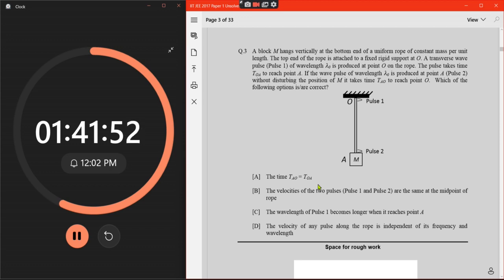And what else is there? The velocity of the block, pulse 1 and pulse 2 are the same at the midpoint of the rope. Yes. The wavelength of pulse 1 becomes longer when it reaches point A. So you start from O, for this there is some wavelength. But then your tension also changes. Something went wrong again. Your mu is changing a little, your tension is changing, right? So okay. Should be like T1 upon T2 or something like that.